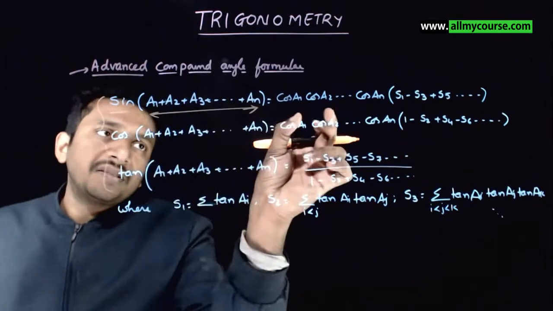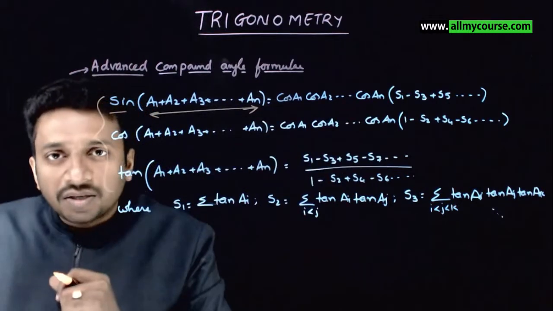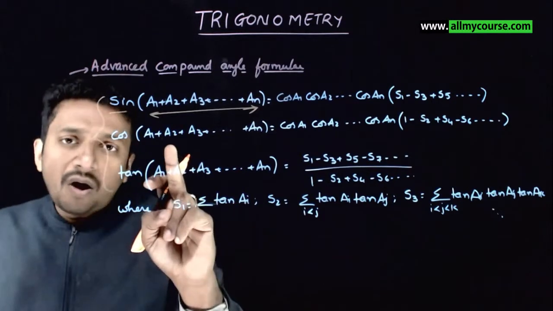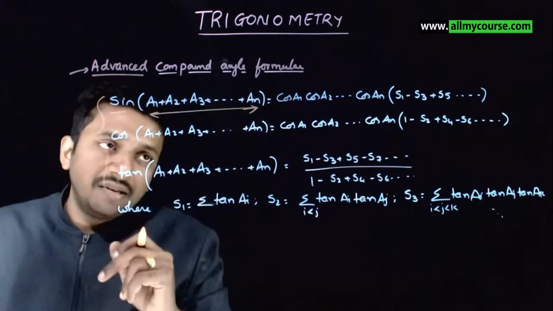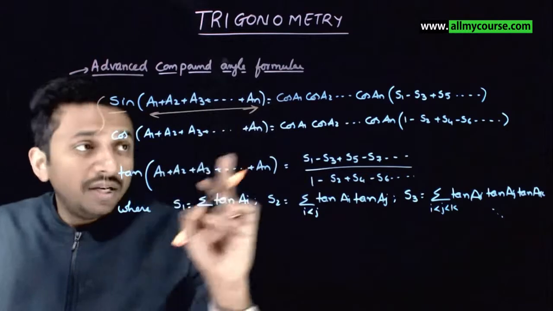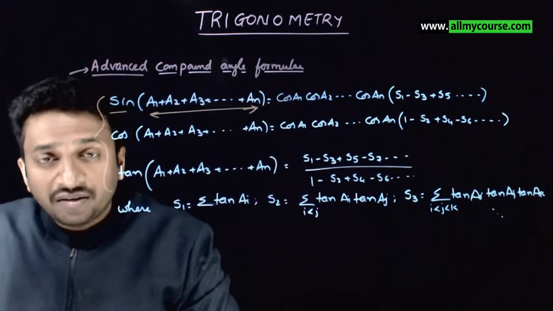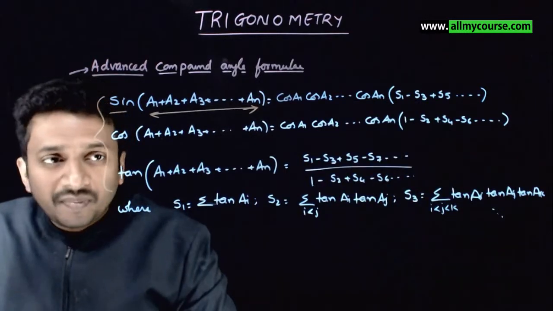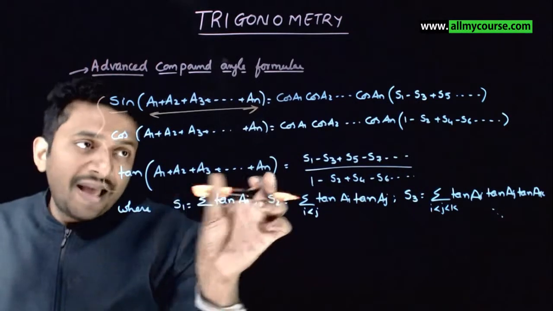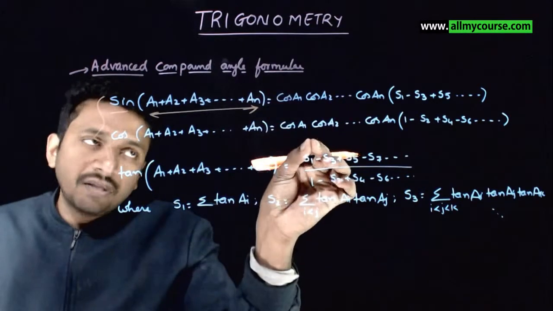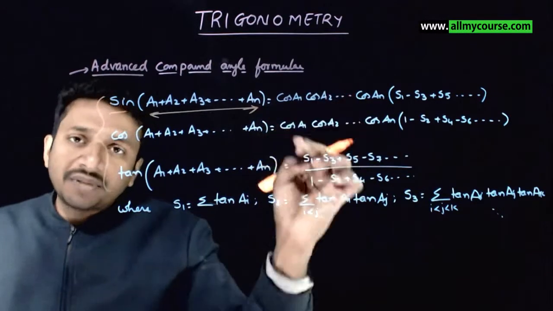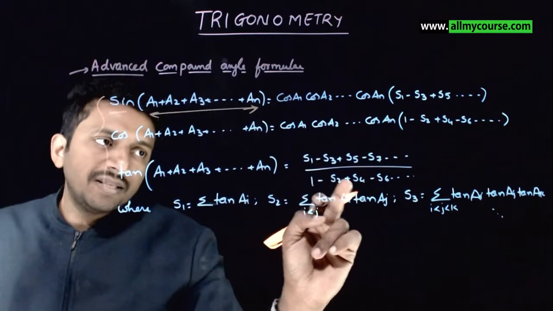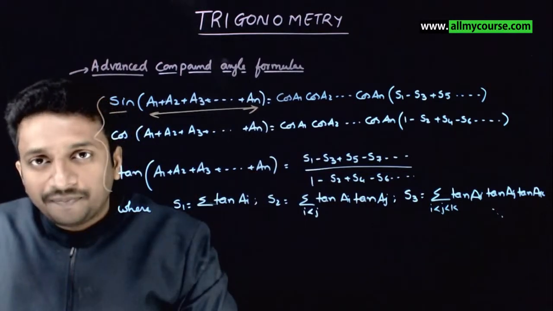So the first formula is sine of A1 plus A2 so on up to AN equals cos A1 cos A2 so on up to cos AN times, in the bracket, S1 minus S3 plus S5 so on. Cos of A1 plus A2 plus A3 so on up to AN is equal to cos A1 into cos A2 so on up to cos AN times, in the bracket, 1 minus S2 plus S4 minus S6 so on. And tan of the compound angle is equal to sine of this by cos of this. If you divide these two, cos terms get cancelled. So you have S1 minus S3 plus S5 minus S7 by 1 minus S2 plus S4 minus S6 so on.